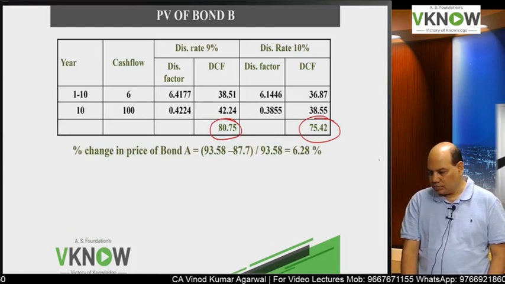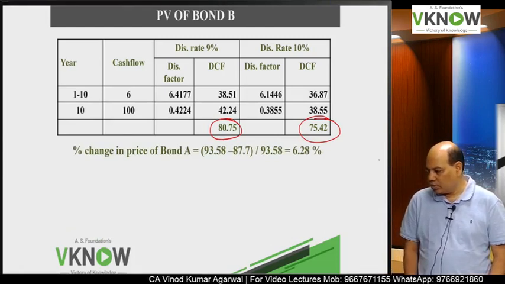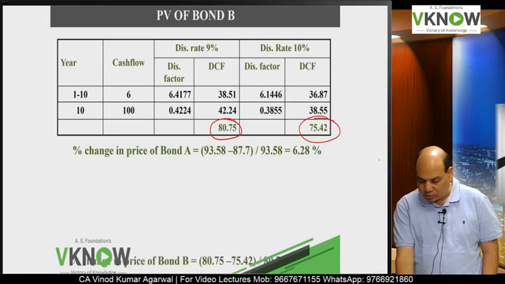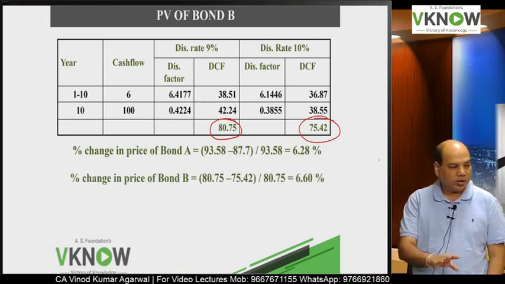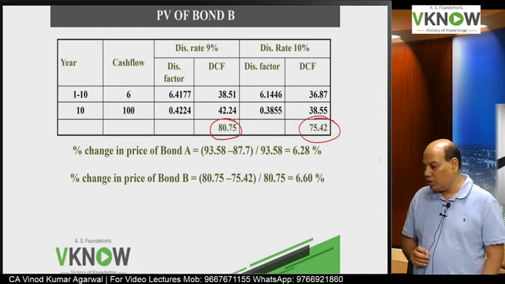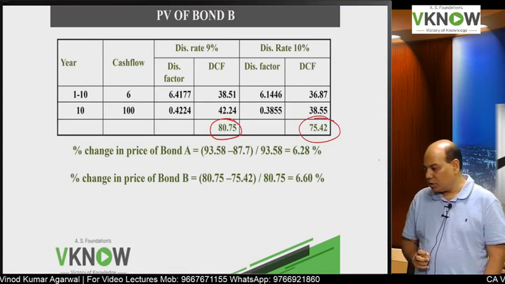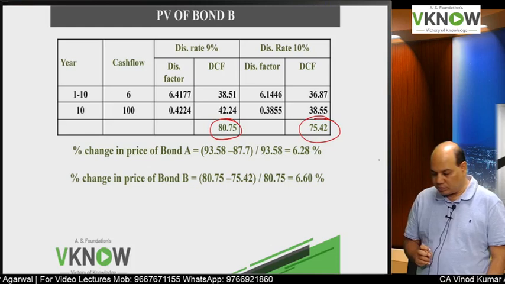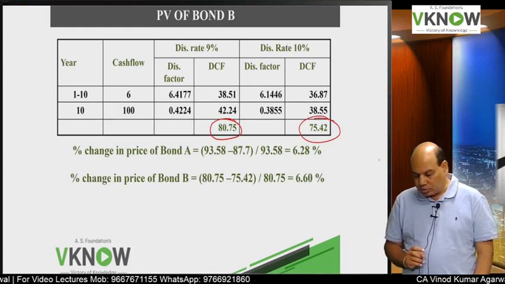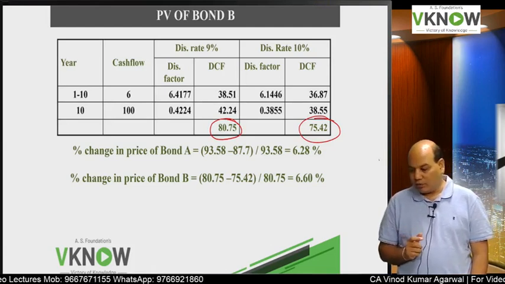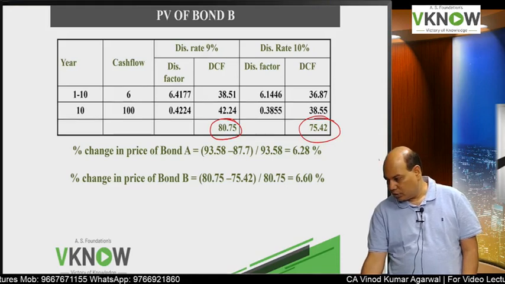Now we'll go to the percentage change in price of bond A. Already calculated, you can just write down 6.28%. Bond A I am keeping the same to save our time. Now write down the percentage change in price of bond B: 80.75 minus 75.42, and divide by 80.75. So tell me what is the answer?